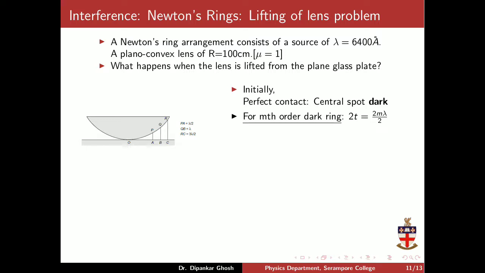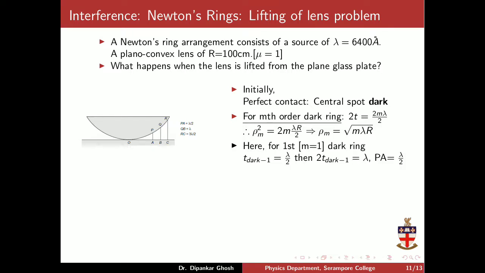So for the mth order dark ring, we know what is there. For any dark ring, when the refractive index mu is 1, we have 2 mu t is equal to 2m lambda by 2. So for the mth order dark ring, we have 2t is equal to 2m lambda by 2, and rho m square is equal to 2m lambda R by 2. This we have done previously. So rho m is equal to root over m lambda R.